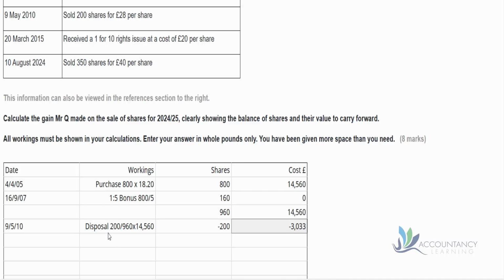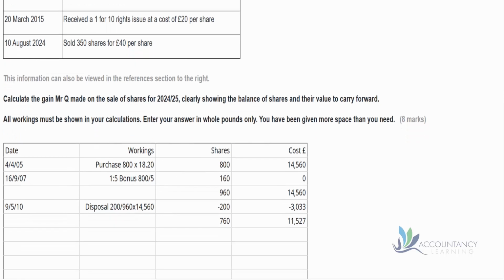Okay, so remember that was taking the 200 we sell out of the 960 we have in the immediately preceding subtotal, and then multiply by the subtotal cost of 14,560. So having put that line in, let's do another subtotal now. So we've got 760 shares remaining with a cost of 11,527. Let's move on to the next transaction.